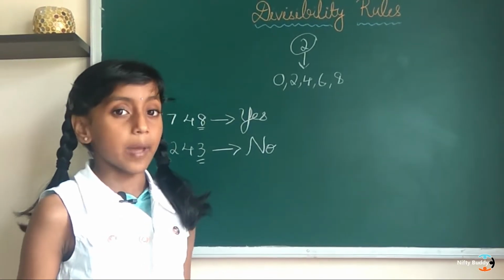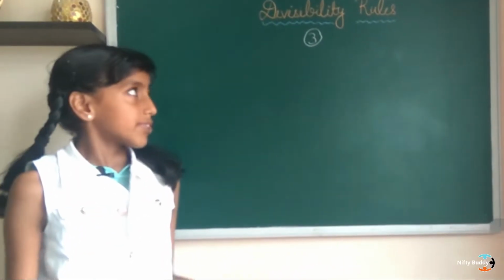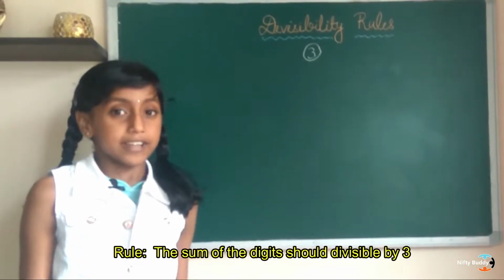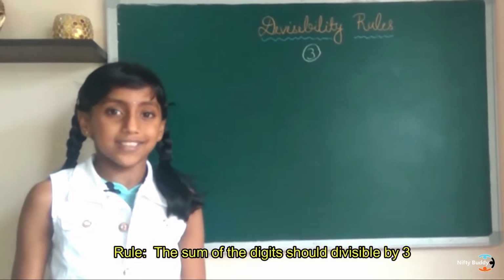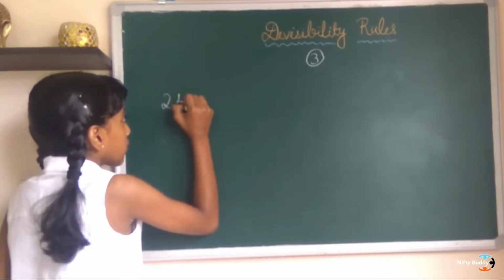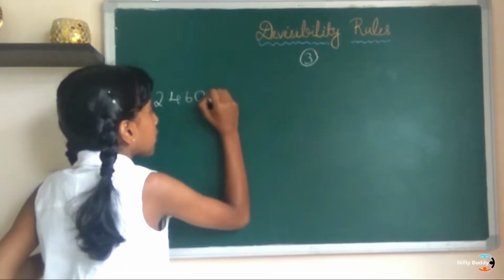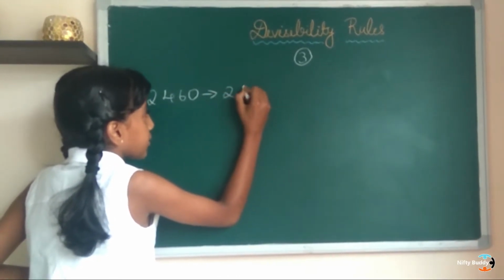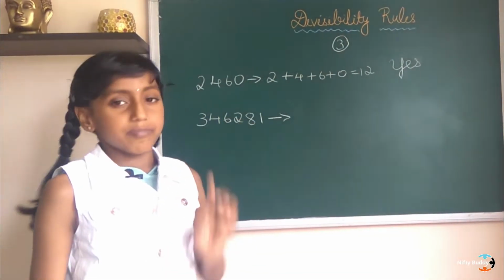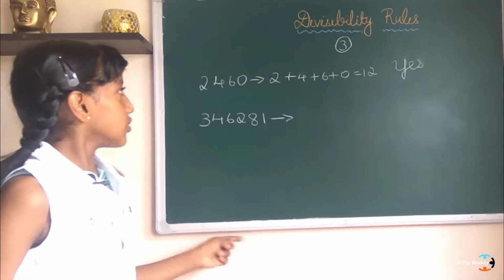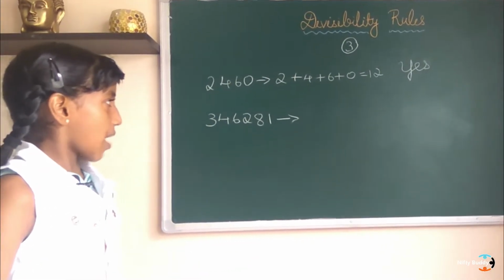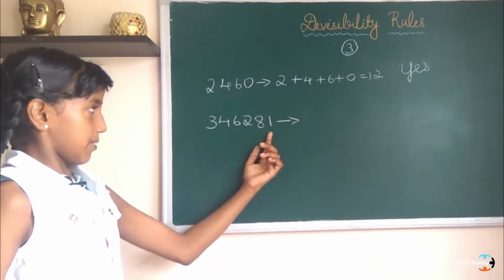Let's move on to the next number, which is 3. If the sum of all the digits in the particular number is a multiple of 3, then it is divisible by 3. Let us look at the first example. We are going to add all the numbers. As the number 12 comes in 3 tables and it is a multiple of 3, so the number 2460 is divisible by 3.